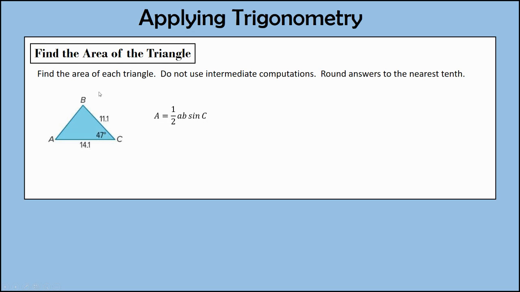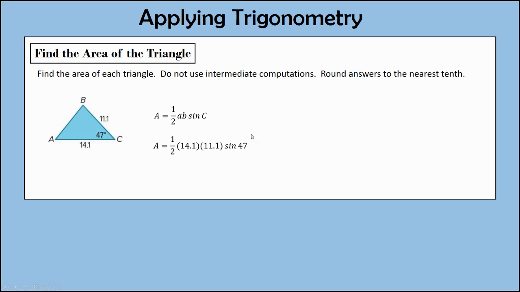So to find the area of the triangle, we're going to use our new formula: 1/2 A times B times the sine of C. Now, A, we'll just say that this is A right here, this 11.1. It really doesn't matter which one you call A or B. B is 14.1. So here are the two side lengths I know. 47 is my included angle. So 1/2, 14.1 times 11.1 times the sine of 47.